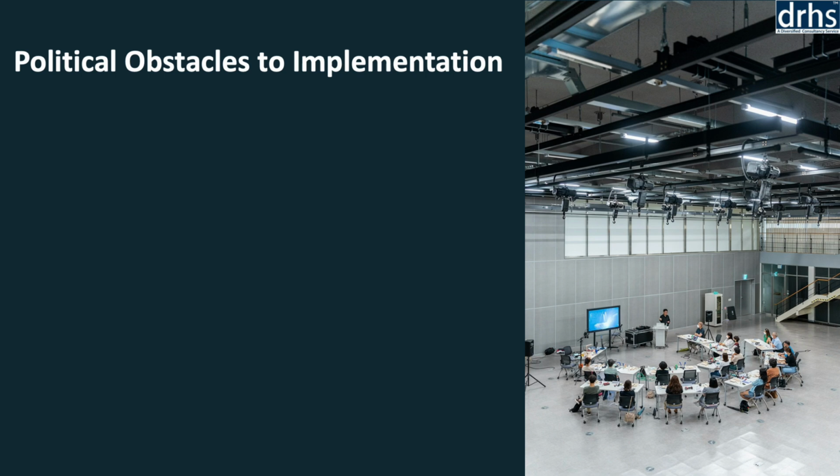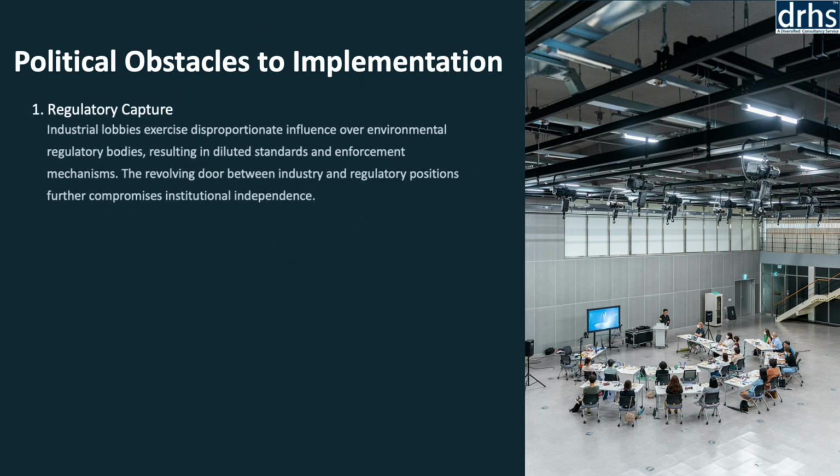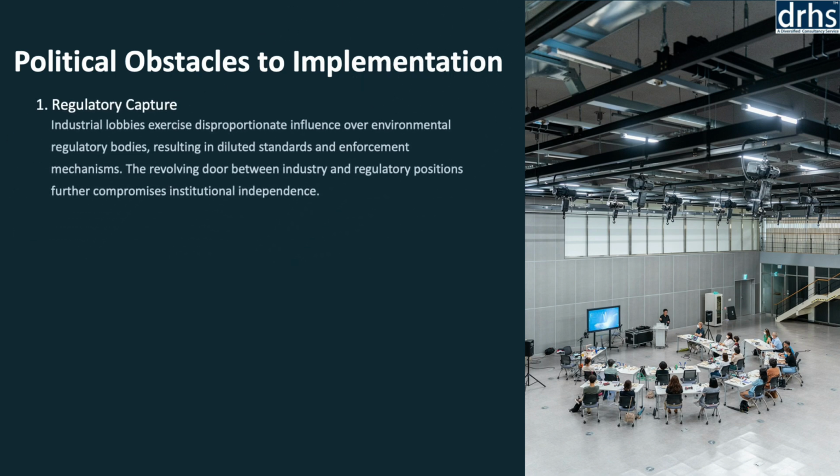Implementing effective environmental policy in India is hindered by several political challenges. The first one is related with regulatory capture. This occurs when industry influences the regulatory agencies meant to oversee them, leading to compromised enforcement of environmental law. In India, such capture has resulted in lenient penalties and overlooked violations, undermining the deterrent effects of regulation.